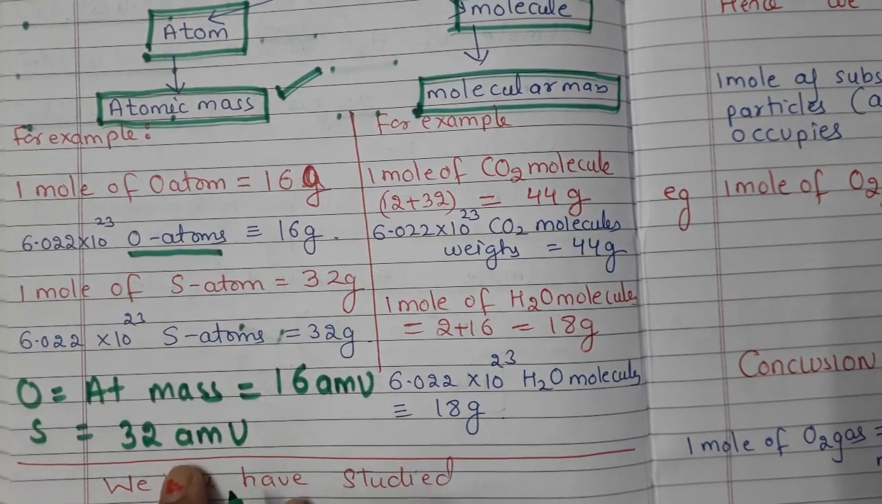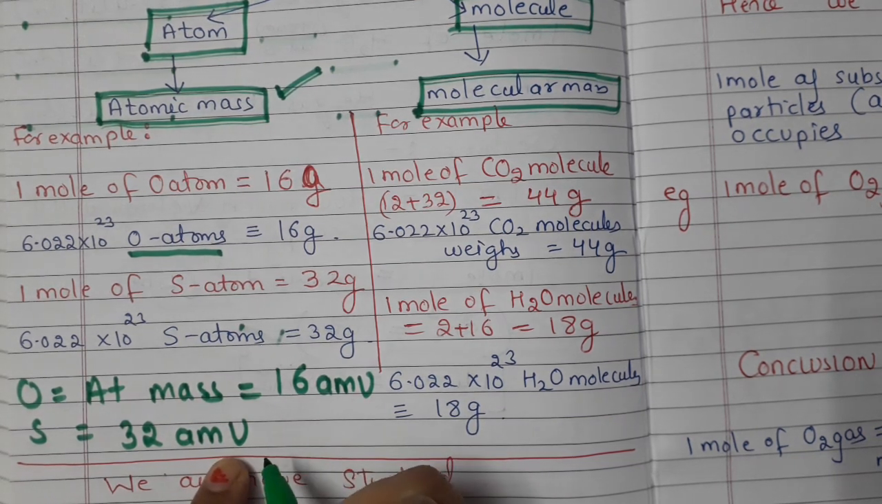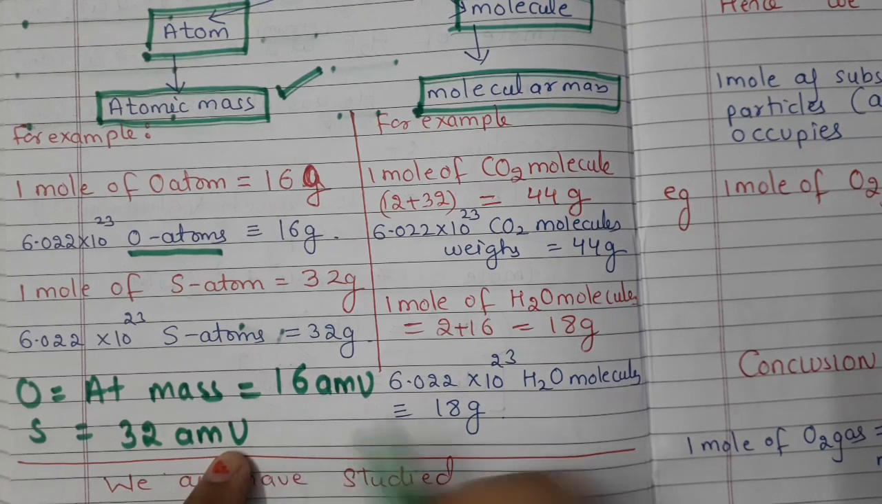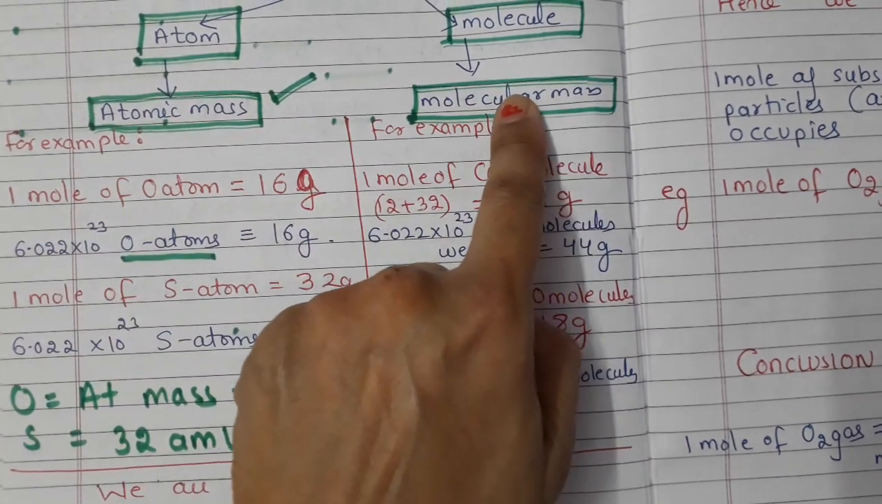What is amu? Atomic mass unit. It is 1 upon 12 into mass of one carbon atom. About this we will study in the coming videos. So that was atomic mass. Now coming to molar mass.